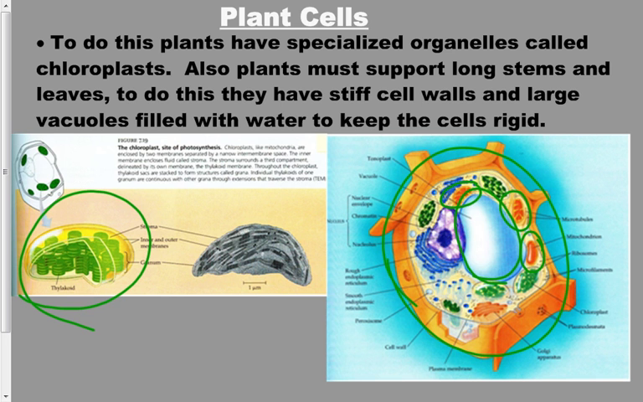So stiff cell walls and large vacuoles keep cells rigid would probably be the big thing there. Also, the presence of chloroplasts.